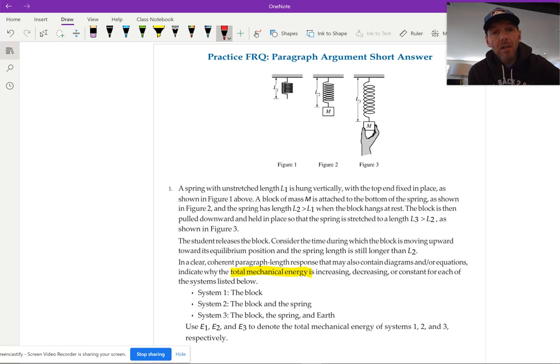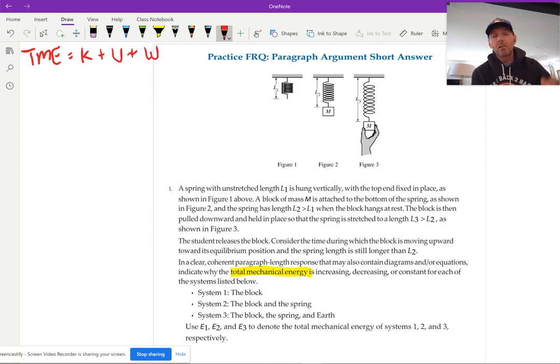So I'm going to think about this in terms of total mechanical energy, and I'm going to use kinetic energy plus potential energy plus work, which is how we have defined total mechanical energy. And so I need to think about these in terms of the systems. So system 1, system 2, and system 3. So for system 1, that is only the block, right? So system 1 is the block only.